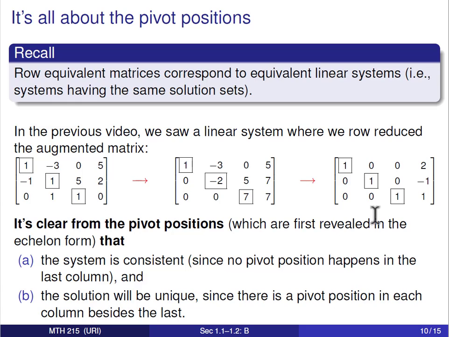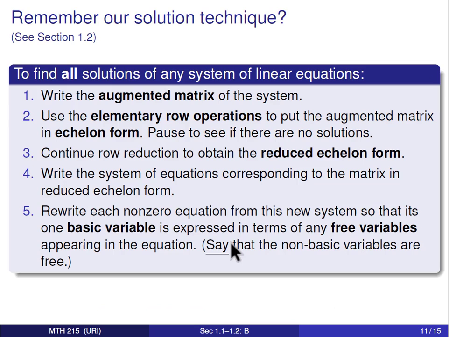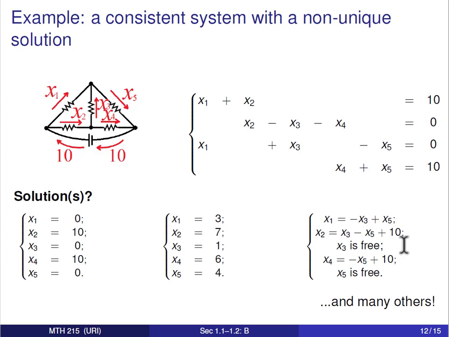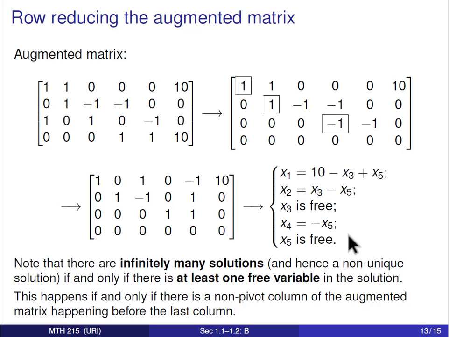Now remember from the previous videos, if you don't have a pivot column in each column besides the last, then that means that one or more of the variables will be free. What happens when you have free variables? Well, when you have free variables, remember that everything else is written, the basic variables are expressed in terms of those free variables, and the free variables are allowed to take on any one of infinitely many different values, and that means that there will be infinitely many solutions.